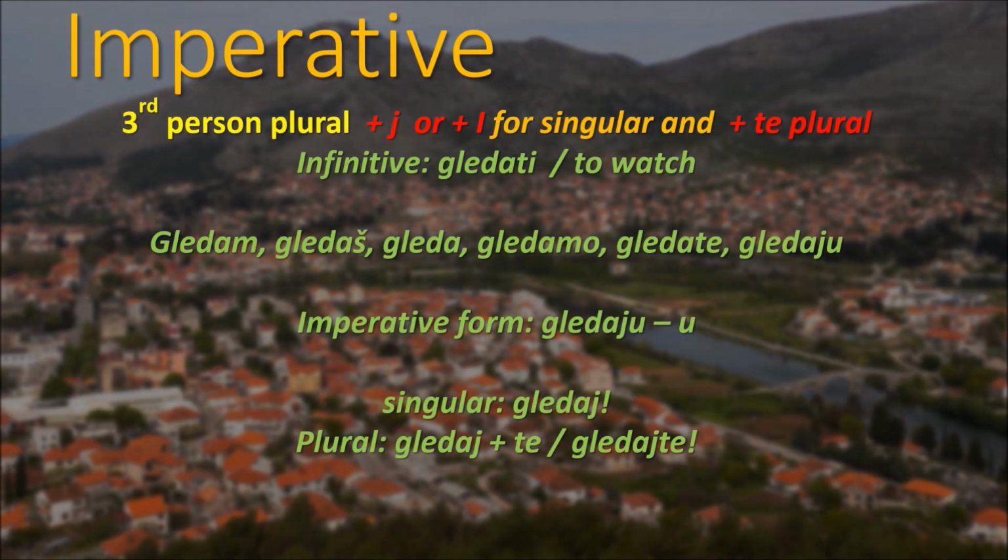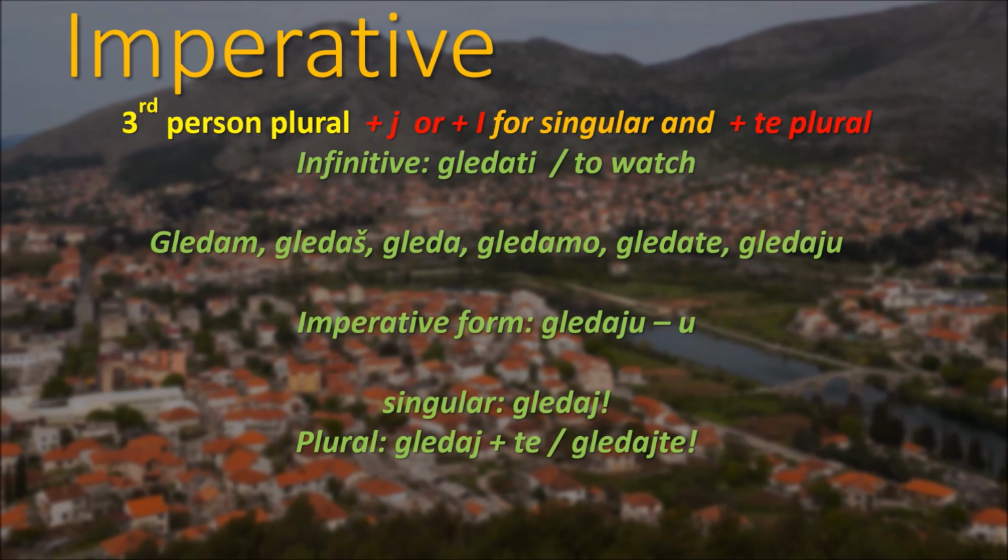Take a look at formation of imperative. To form an imperative mood, we need to use the verb in the third person plural, the conjugated version of a third person plural of a verb. We will add J or I at the end. If a verb doesn't have a J, then you will add it. For singular, and for plural, we need to add an additional te.